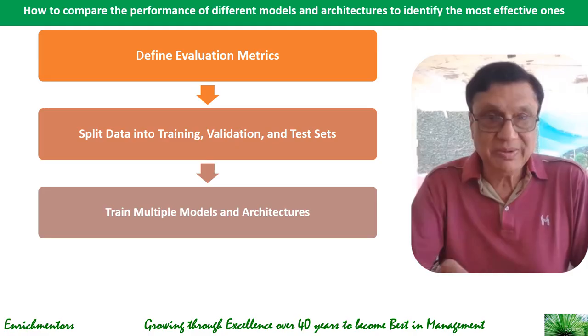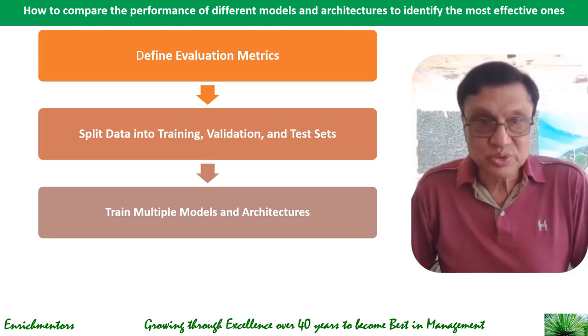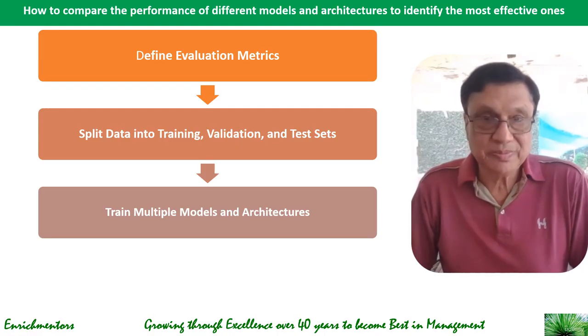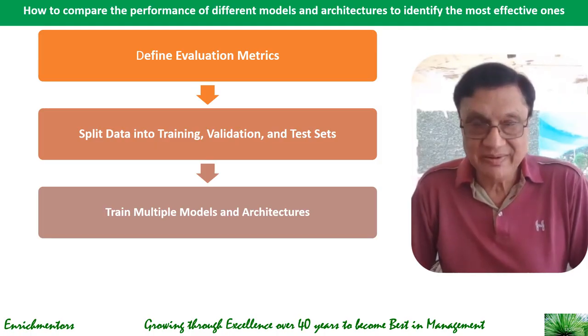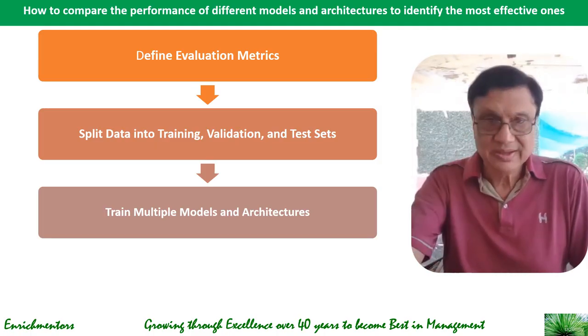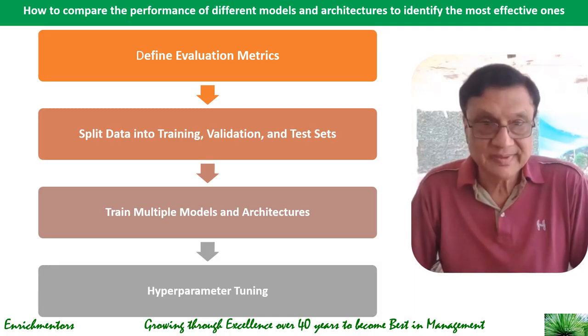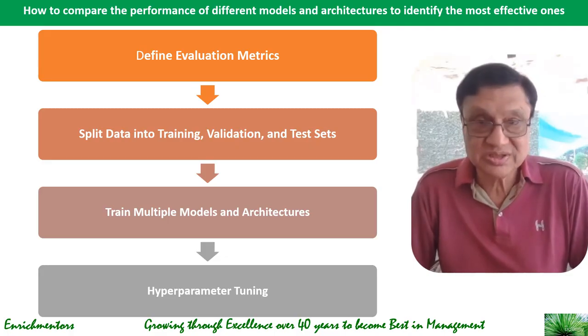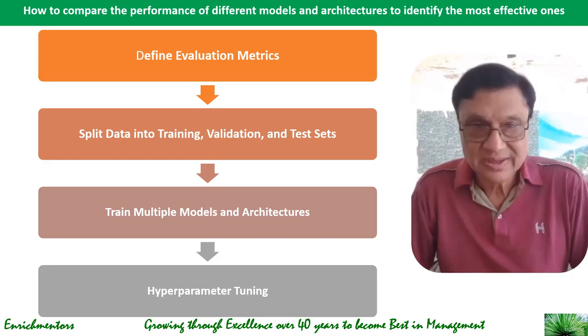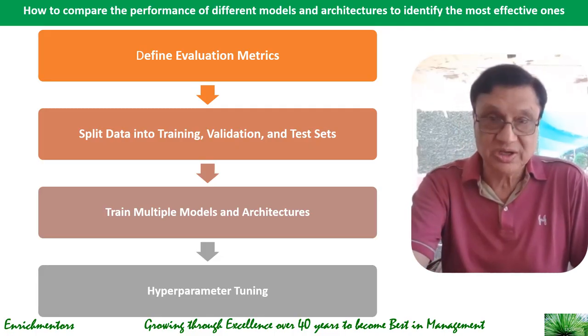Then you need to train multiple models and architectures using the same training procedures and hyperparameters. Experiment with various algorithms, architectures, hyperparameters, and pre-processing techniques to explore a diverse range of model configurations. Then you get into performing hyperparameter tuning using the validation set to optimize the performance of each model. As we mentioned earlier, use techniques such as grid search, random search, Bayesian optimization, etc. to search the parameter space efficiently.